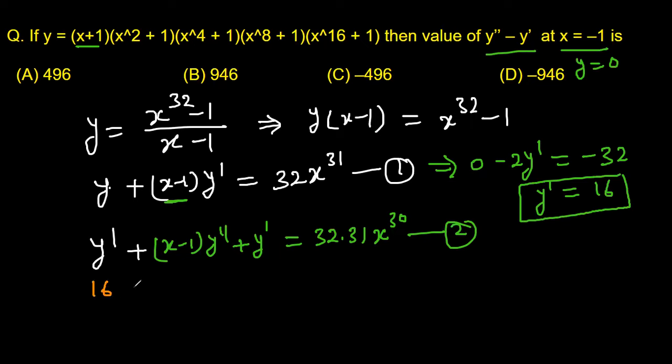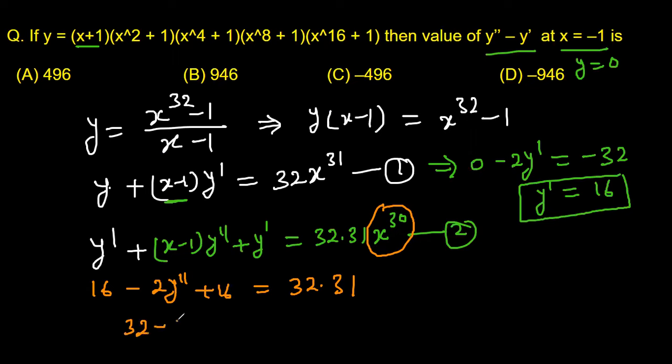You get 16 minus 2y double dash plus 16 is equal to 32 into 31, because x to power 30 with x equal to -1 would be 1. Well, let's write this equation. 32 minus 2 times y double dash should be equal to 32 into 31. So 2y double dash taken to the right and this 32 into 31 taken to the left, 32 is already there, so that should be 2y double dash is the same as 32 times -32 times 30.